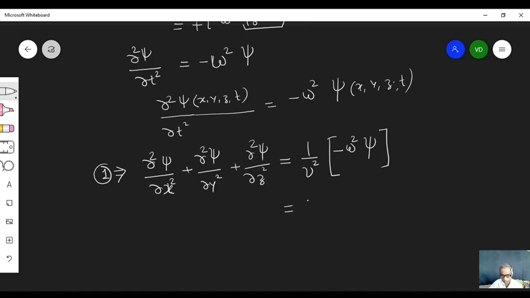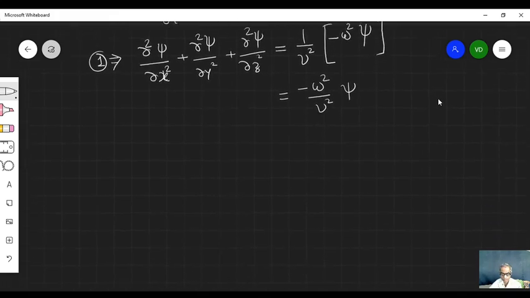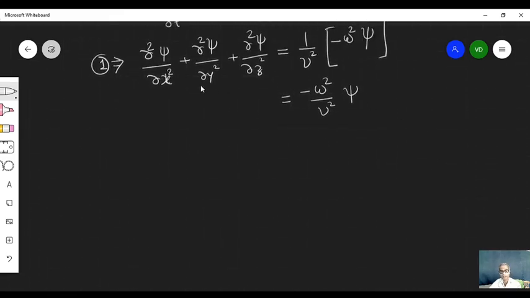So we get this right hand side as minus omega square upon v square psi. Now we have to find out the value of omega square upon v square. That is the value we can find, and in substituting here in terms of measurables, it is really difficult to measure the velocity of this matter wave we are considering, and the angular velocity of this matter wave. So what we can measure is the kinetic energy, potential energy and total energy of the wave. These are the measurable quantities, whereas omega and v are not measurable directly.